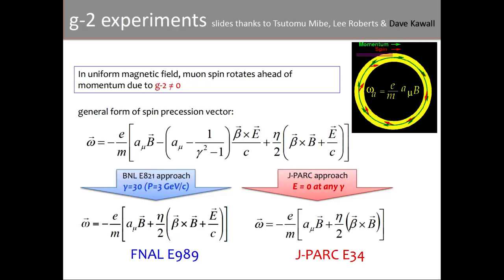But what do we have to do? We have a muon and we have a magnetic field. And the nice thing here is that the precession frequency, that's the quantity that you measure, is directly proportional to the product of the two. But we are having charged particles moving fast in a magnetic field to have the whole effect seen. So that gives us also an electric field.